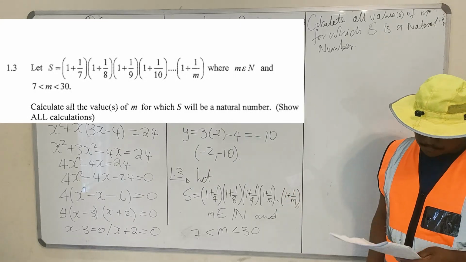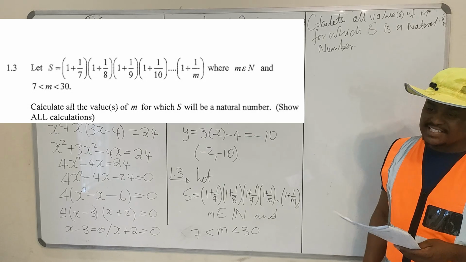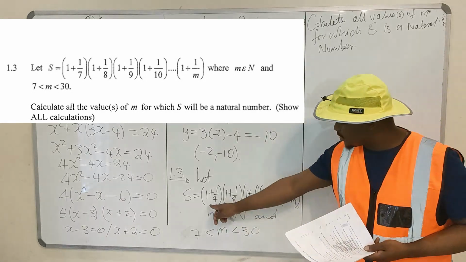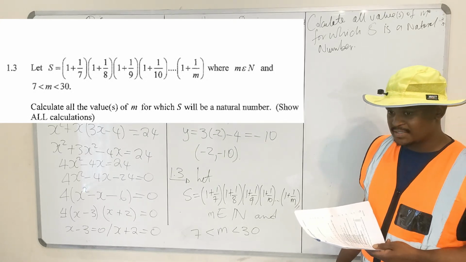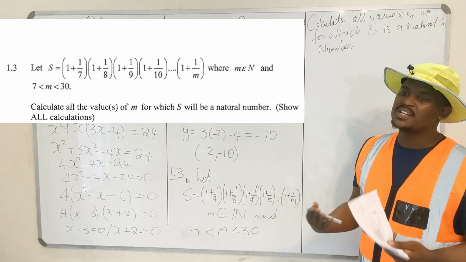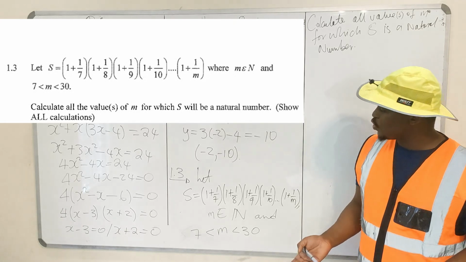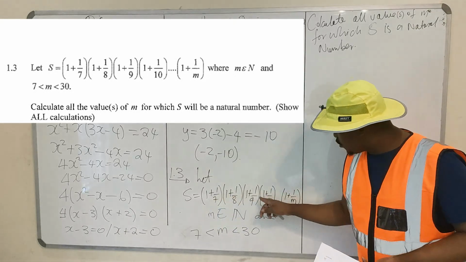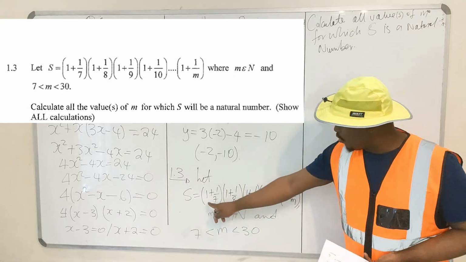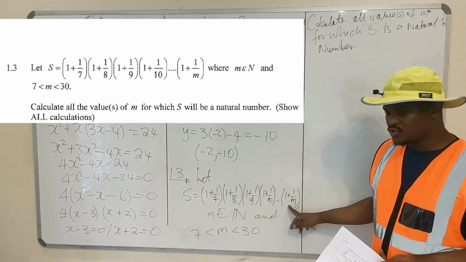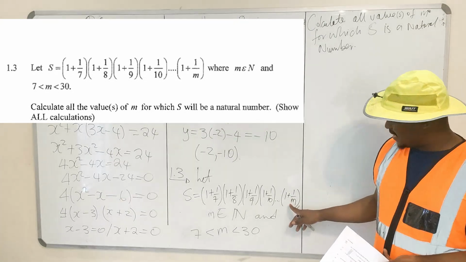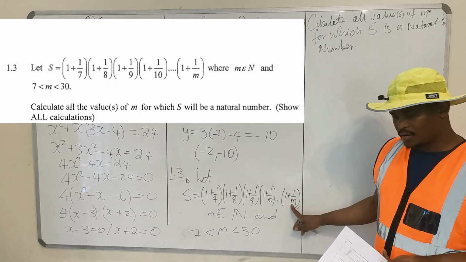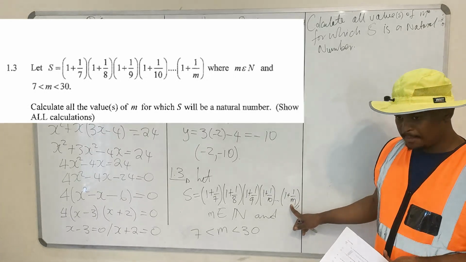So 1.3, they're saying let S be a product of these things. Do you know what a product is? A product is the answer you get when you multiply things out. So S is the answer that you get when you multiply all these things from this one up until the last one, where the last one ends at this point here at M.